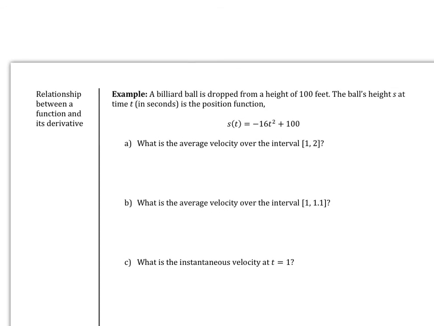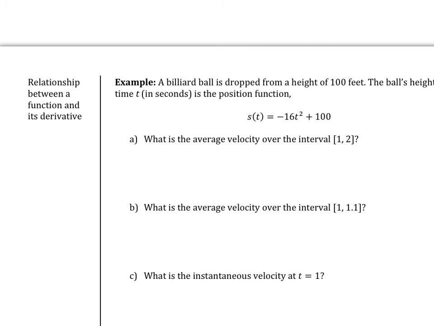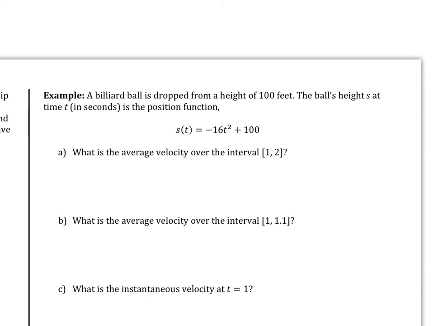All right, now that we have gone over the derivative rules really quickly, let's use the rules to help us solve some problems faster than if we were to use the definition of derivative. So for example, let's look at this one. A billiard ball is dropped from a height of 100 feet. The ball's height s at time t in seconds is the position function. All right, so they tell us that where the ball is depends on t, and then it's this equation.